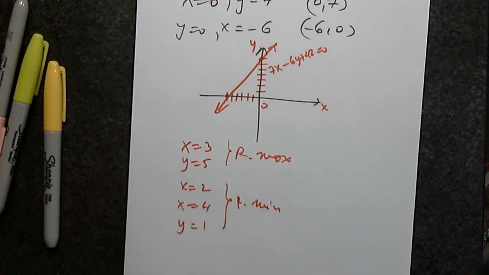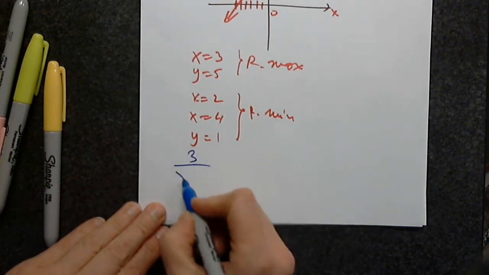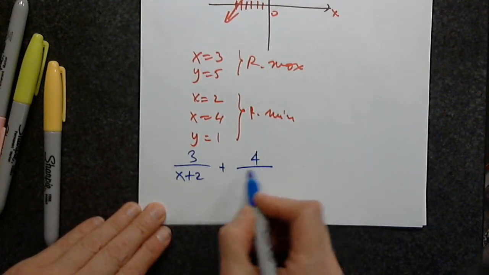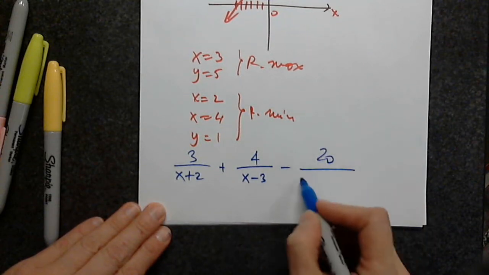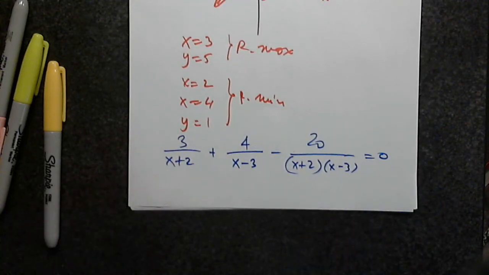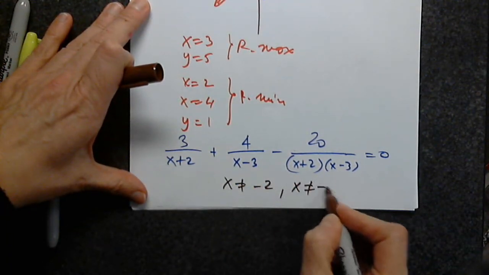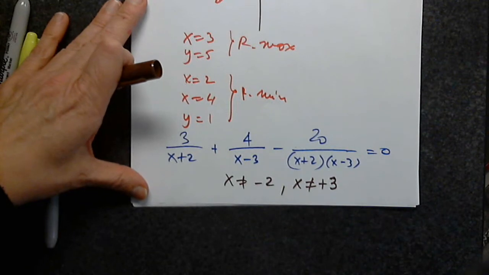Anything else? Number 1. In number 1, we have 3 divided by x plus 2, plus 4 divided by x minus 3, minus 20 divided by x plus 2, x minus 3 equals 0. So I have to state restrictions, and the restrictions are x not equal negative 2 and x not equal positive 3. What number is that? 1.